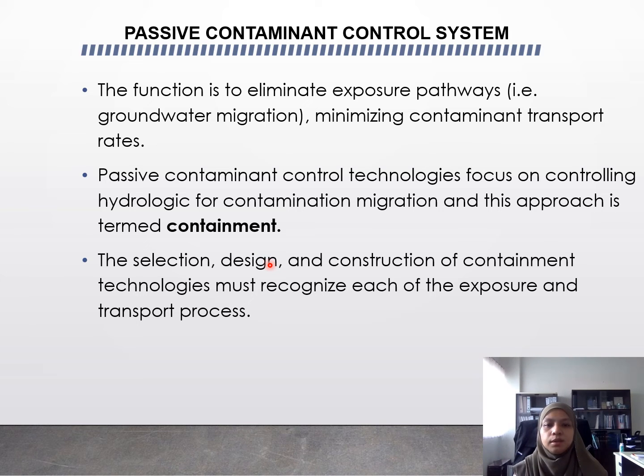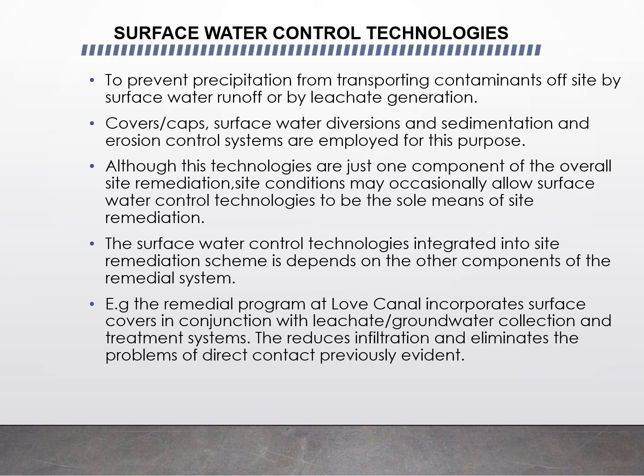The selection, design, and construction of the containment technology must recognize each of the exposure and transport processes. If there is a surface contamination, we use surface water control technology to prevent precipitation from transporting contaminant off-site by surface water runoff. Cover, surface water diversion, sedimentation, and erosion control systems are employed for this purpose. Although these technologies are just one component of the overall site remediation, site conditions may occasionally allow surface water control technology to be the sole means of site remediation.